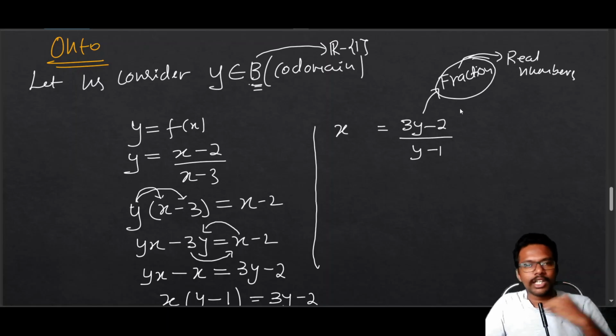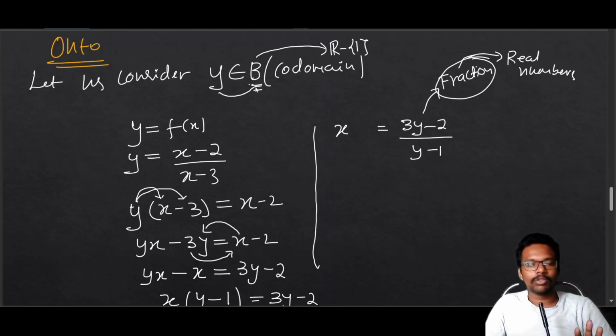Fractions are present in real numbers: 1 by 2, 3 by 2, 5 by 6, 7 by 2, 9 by 8. All those fractions are present in the real numbers, and this fraction is defined because we are not substituting 1 here. They have removed it from the codomain. Why are we bringing it from the codomain?